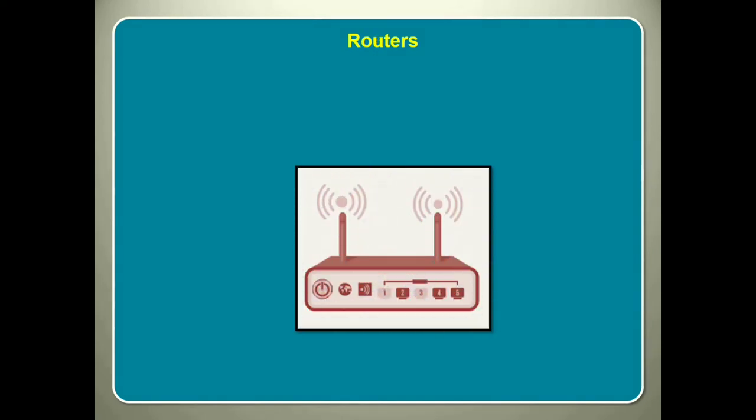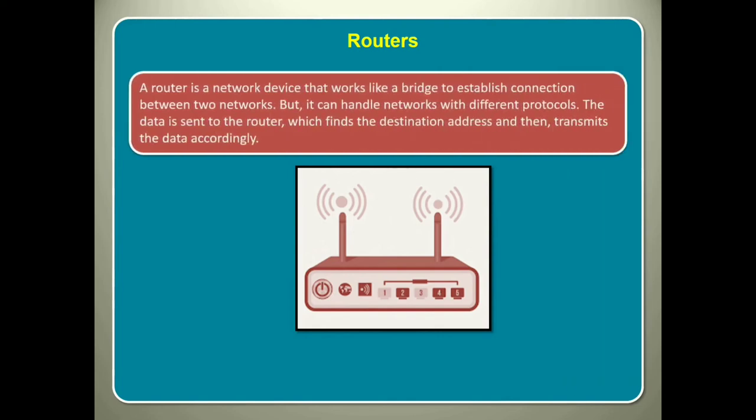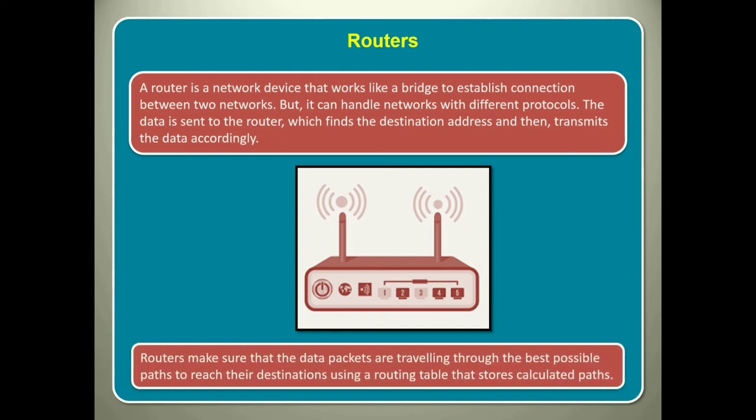Next is about routers. A router is a network device that works like a bridge to establish connection between two networks, but it can handle networks with different protocols. The data is sent to the router, which finds the destination address and then transmits the data accordingly. Routers make sure that the data packets are traveling through the best possible paths to reach their destinations using a routing table that stores calculated paths.